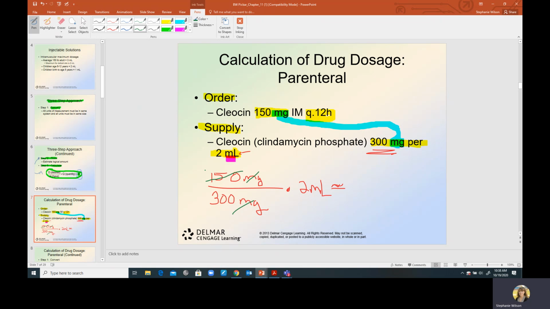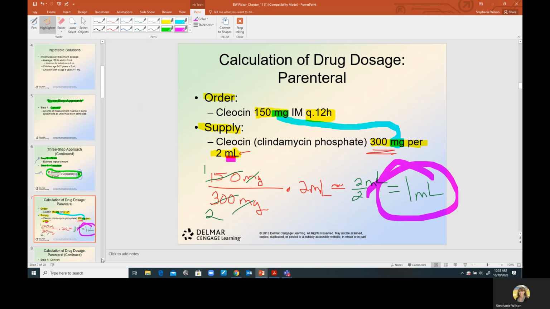How do I write it? I say 150 goes into itself once, goes into 300 2 times. So now I have 1 times this 2 milliliters over 2. And 2 goes into 2 1 time and leaves me with 1 milliliter. So that is my answer.